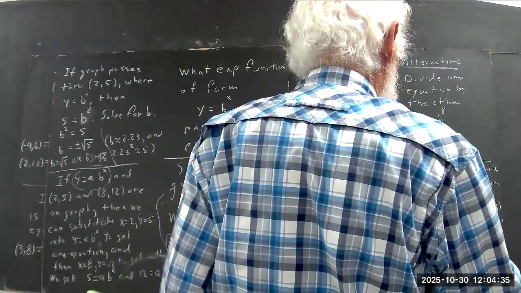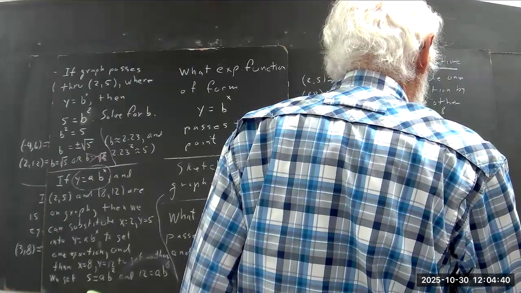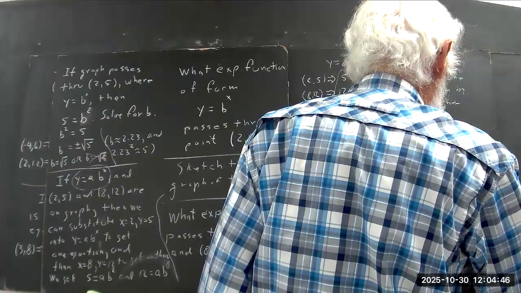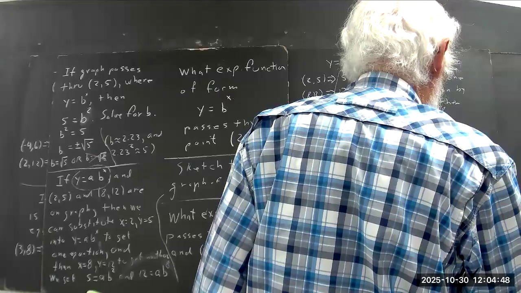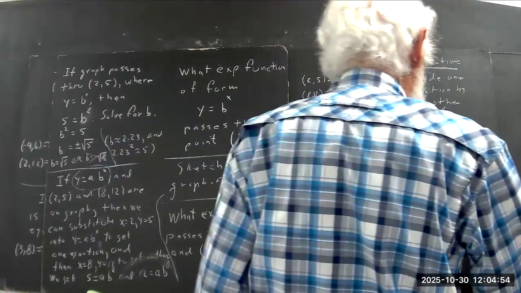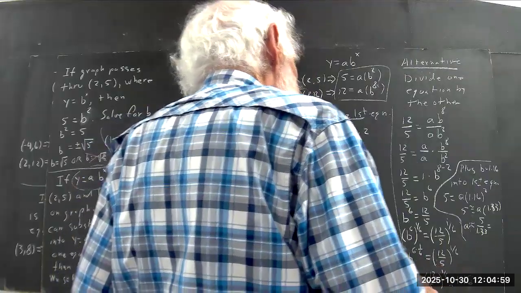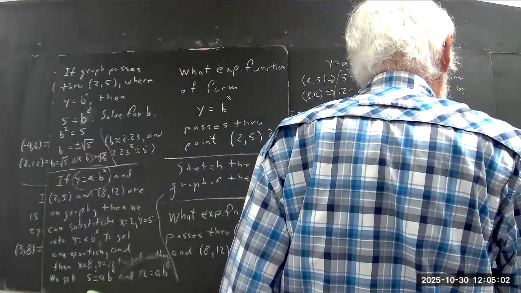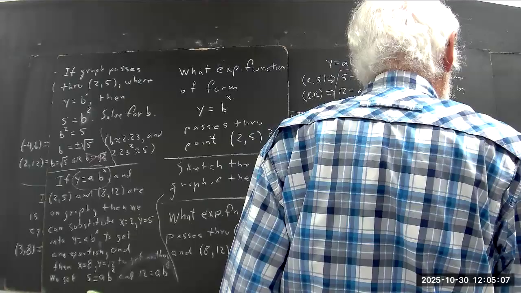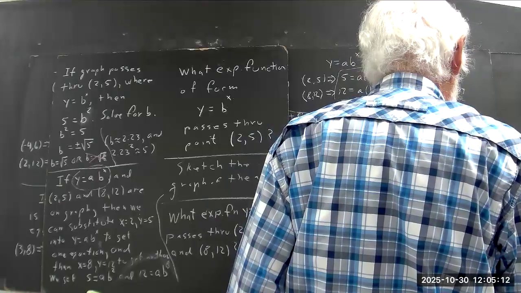Then we want to solve for A, and we're going to get A approximately equal to 5 over 1.33. And that would be 3/4 of 5, which is 3.75.